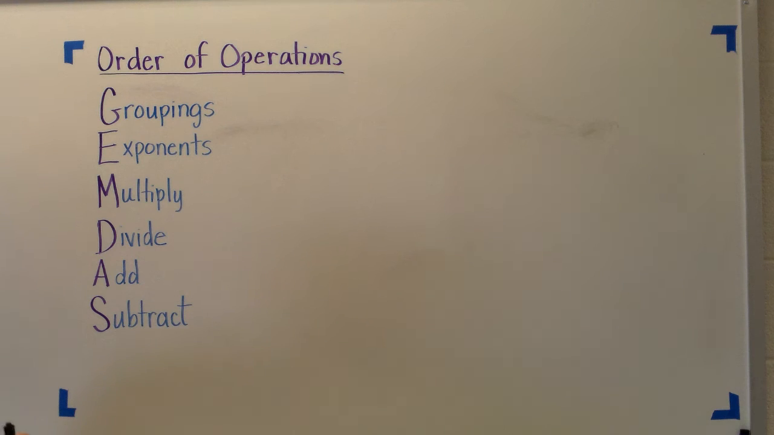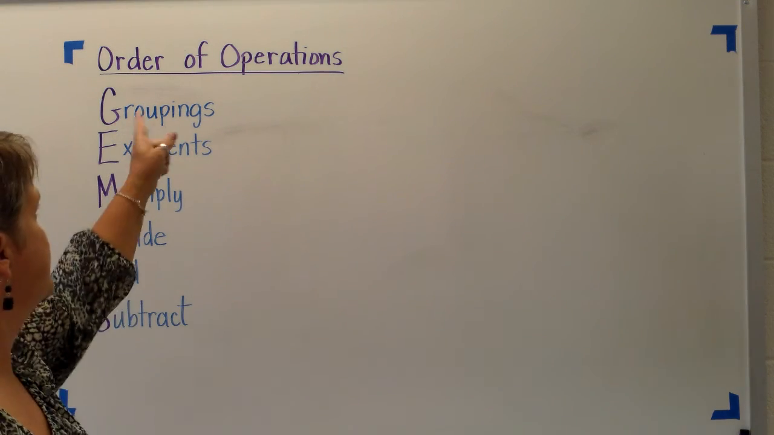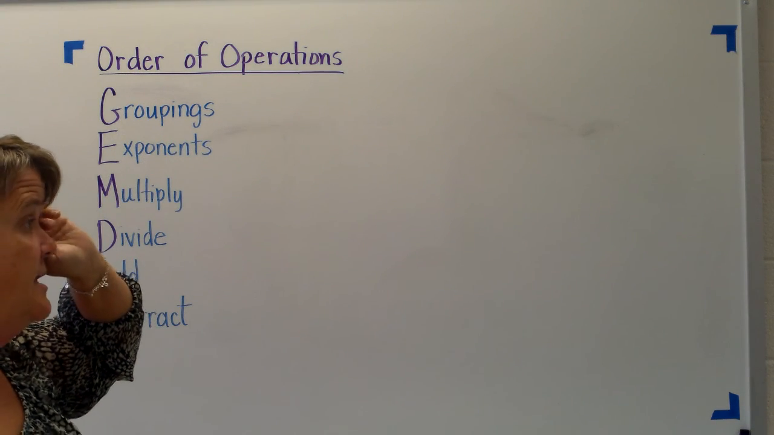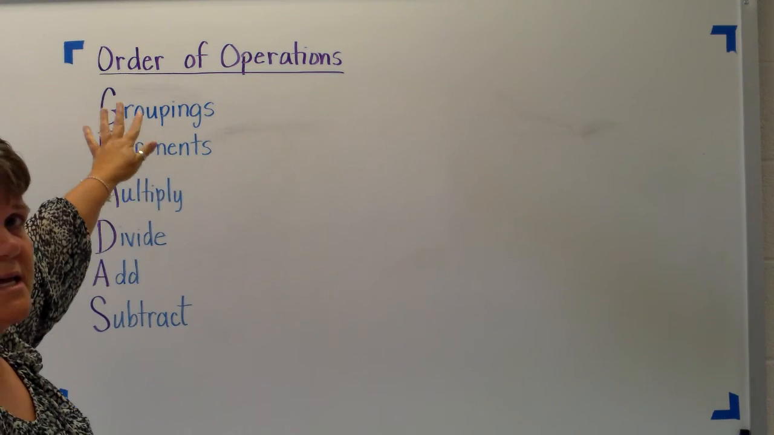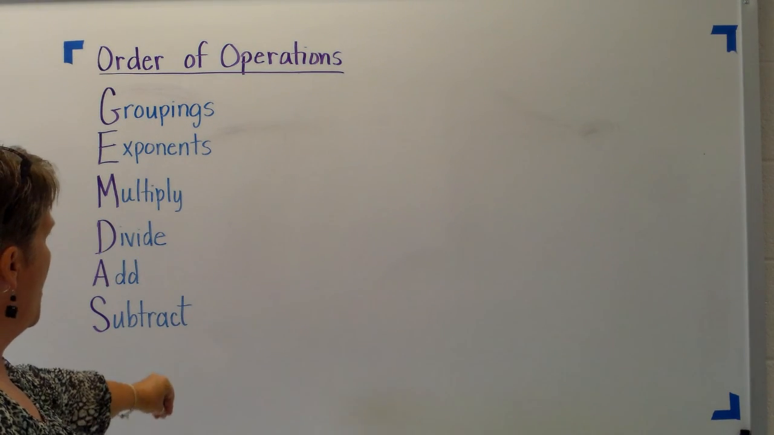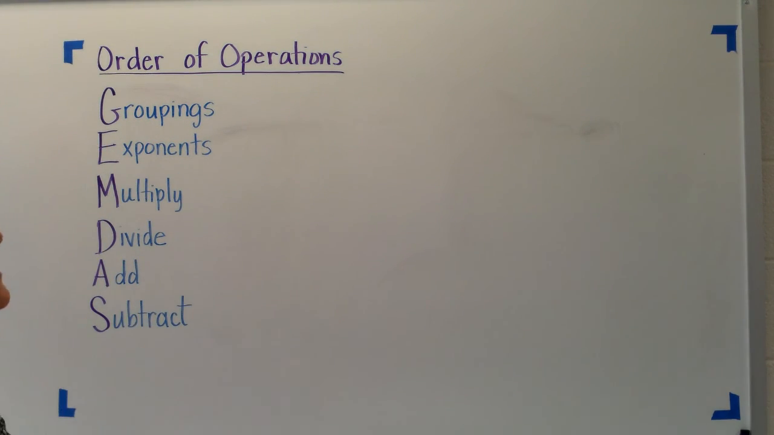What I want you to do is take a moment right now, pause the video, get your notebook paper out, get the top of it labeled order of operations, get this information copied down, and then I'm going to continue on with the discussion of what each of these items mean.